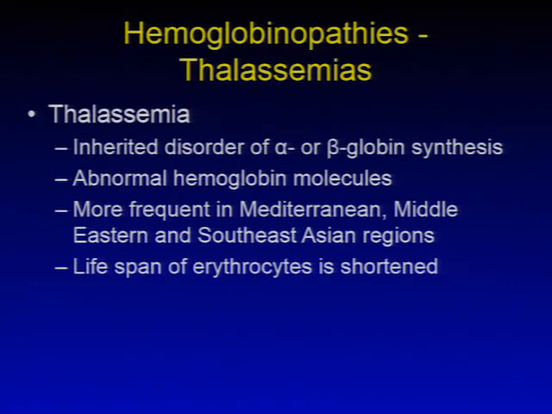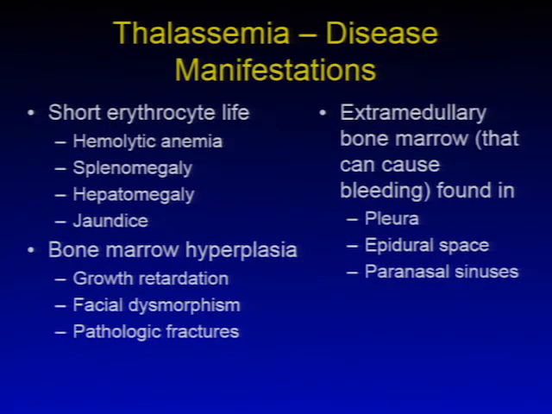Now, thalassemia. This is an inherited disorder of alpha or beta globin synthesis. They all result in the same thing, which is abnormal hemoglobin molecules. The thalassemias are more frequent in Mediterranean, Middle Eastern, and Southeastern Asian regions, and the result is very similar to sickle cell disease, which is shortened lifespan of erythrocytes and a result in anemia. In addition to that anemia, patients can have splenomegaly, hepatomegaly, and jaundice.